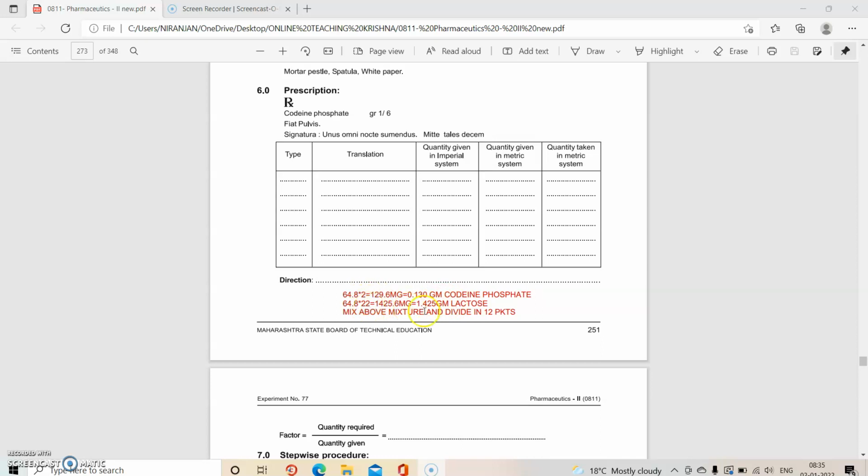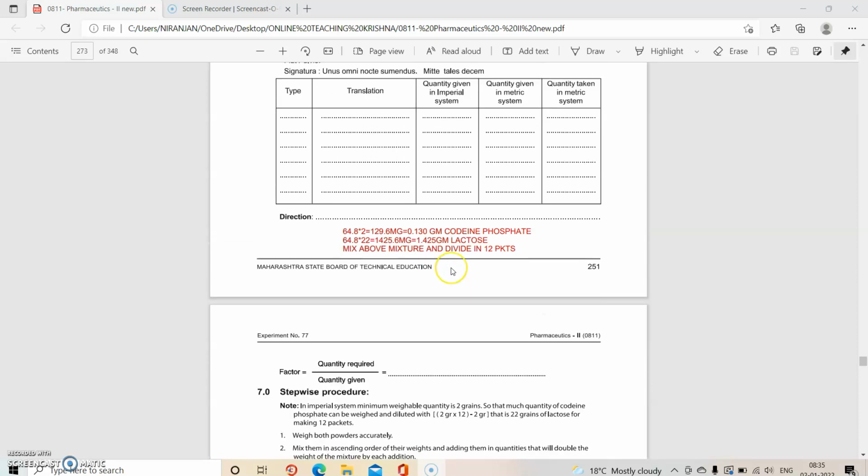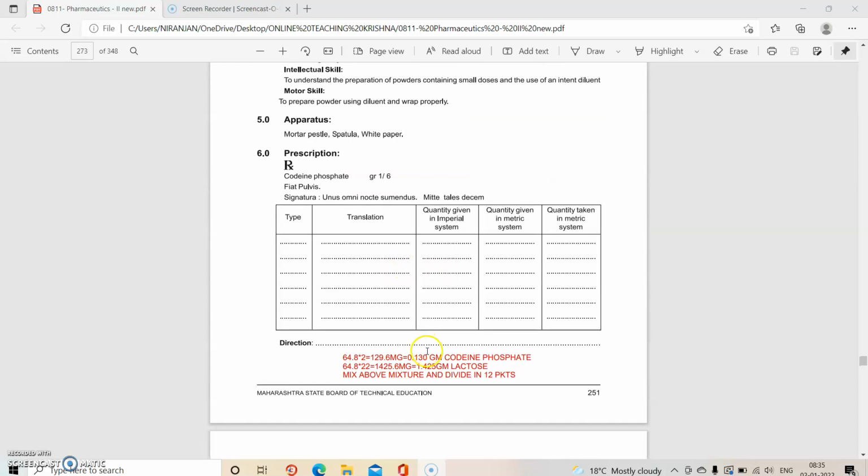2 plus 22, that is 24 grain, and we will mix it, and we will divide the mixture in 12 equal packets. So we will discuss the calculation part later on, but see the procedure. Why have we taken 2 grain of codeine phosphate and 22 grains of lactose? Because if we make this mixture 2 plus 22, that is equal to 24 grains, and we divide it in 12 packets, and if you calculate the quantity of codeine phosphate, it will be 1/6 grain. We will see the calculation later on, but see the procedure.